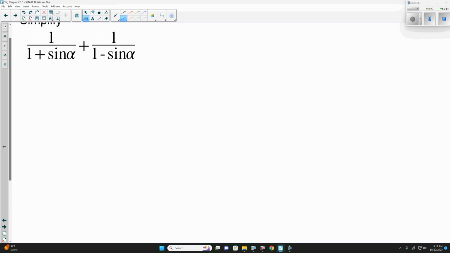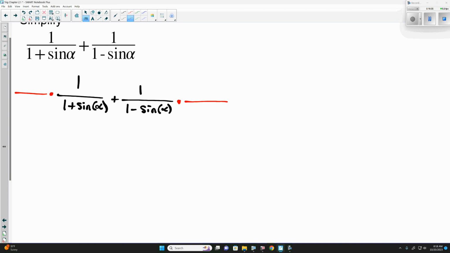Simplify. So to simplify this, we need to be able to add these two fractions together. But in order to add them together, we need the denominators to be the same. So for the one on the left, I'm going to multiply it by 1 minus sine of alpha. And on the one on the right, I'm going to multiply by 1 plus sine of alpha.